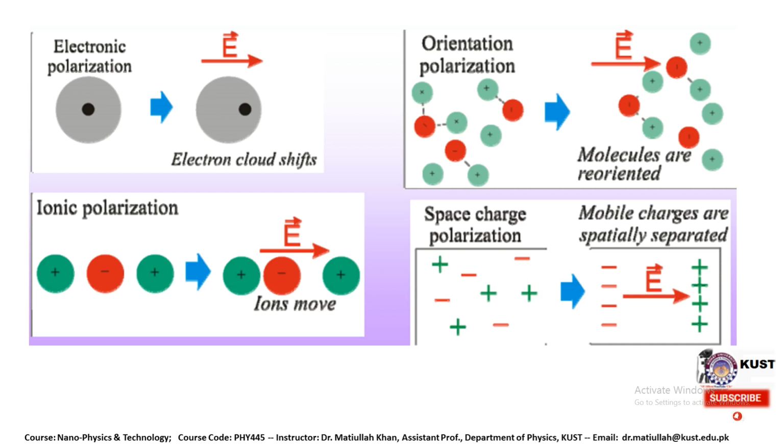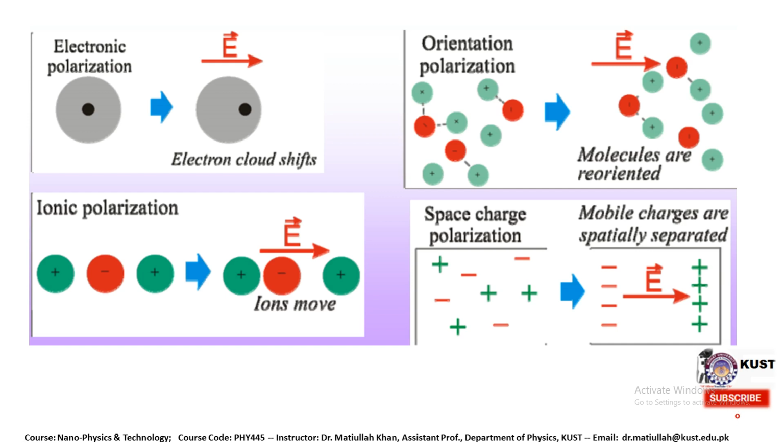Here we can see the electronic polarization in the first part of the figure. When there is a neutral atom, the center of the positive charge and the center of the negative charge are at the same point. But when an external electric field is applied, the center of the negative charge is shifted in some direction from the center of the positive charge. A dipole moment is created, because the center of positive charge is located at some distance from the center of negative charge. This creates a dipole moment, P equal to Q times D, where Q is the charge and D is the distance between the center of positive charge and the center of negative charge.